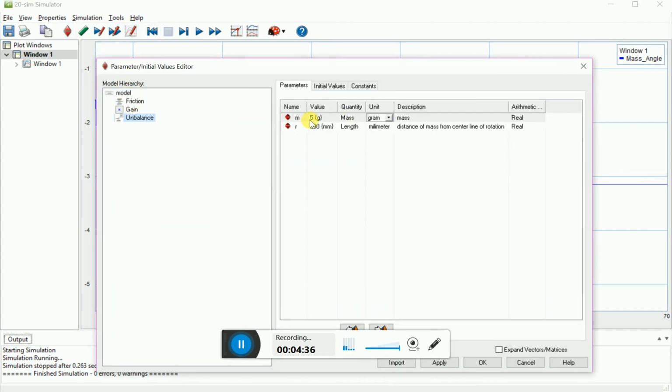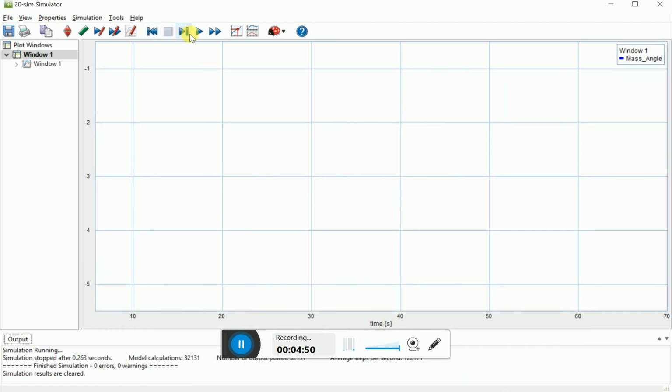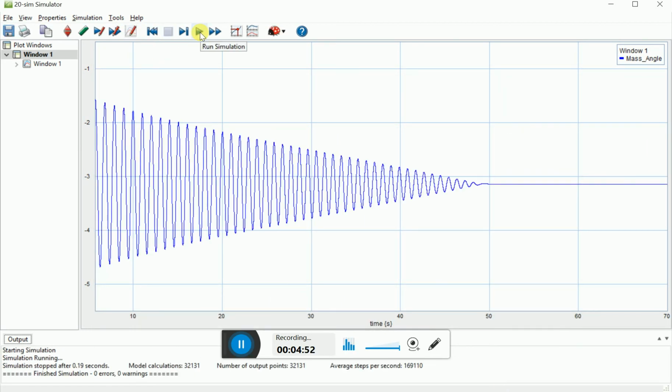Maybe we can change some values. So this was 5 grams, so I make it a higher value, 30 grams. The length is 200, which is approximately close to our desired length, or maybe I make it 210. Yeah, so this is how you can see the angular performance of the pendulum mass. So it starts oscillating, and after a while it settles down to a value.